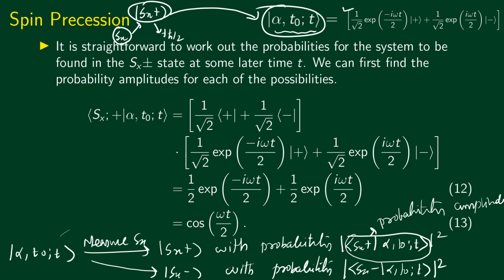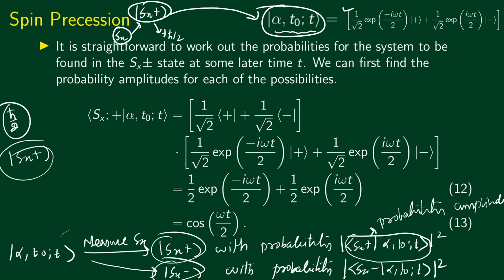The probability amplitude for measuring +ħ/2 is the same as the probability amplitude that the system changes to |Sx+⟩. Okay, because if the system changes to |Sx+⟩, then we would surely get +ħ/2. If the system changes to |Sx−⟩, we would get −ħ/2. So the probability amplitude for finding +ħ/2 is the same as the probability amplitude that the state changes to |Sx+⟩. And this probability amplitude is given by the component of the given state along |Sx+⟩. All right.